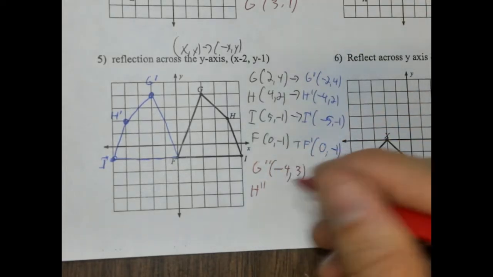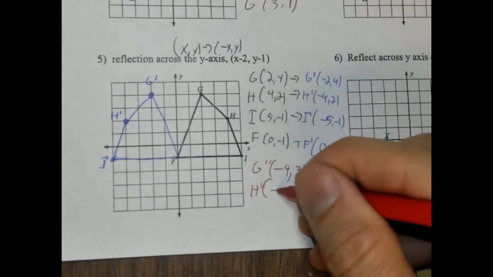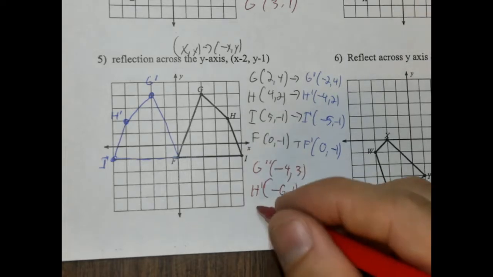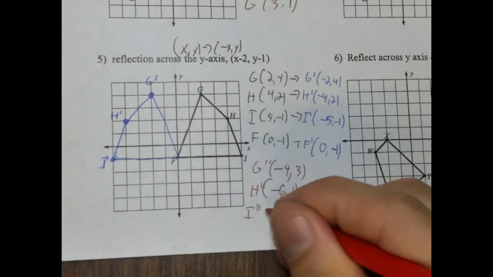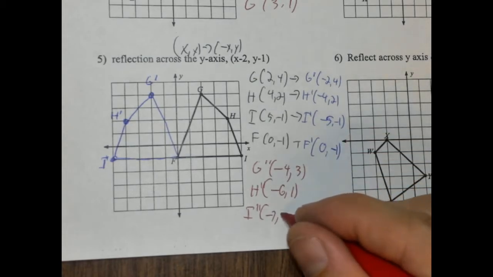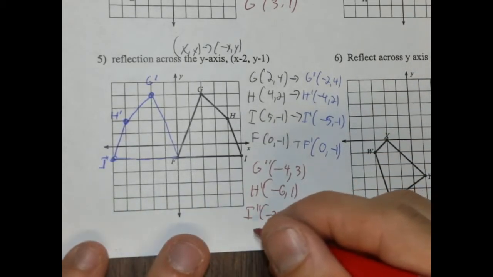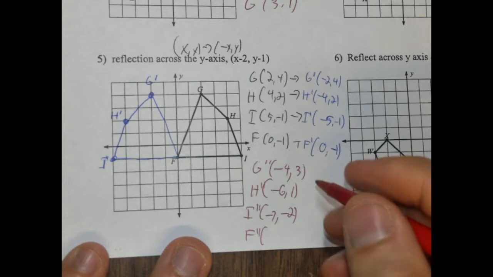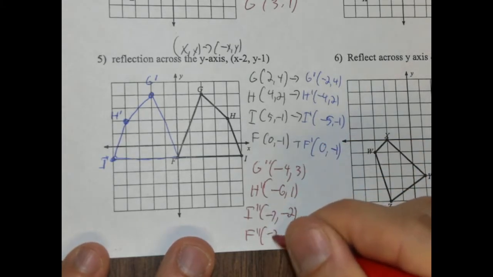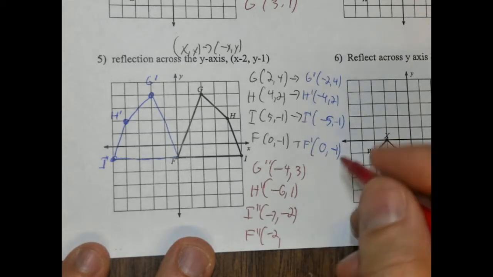H double prime. -4 minus 2 is -6. 2 take away 1 is 1. I double prime. -5 minus 2 is -7. -1 minus 1 is -2. And then F double prime. 0 take away 2 is -2. And -1 minus 1 is -2.